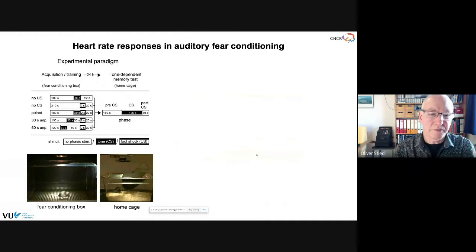So remember the fear conditioning I showed you before. This is also a very old study. That's actually how I got started before I moved from insects to mammals. Here we have fear conditioning where a tone was presented together with a shock as in paired. It was separated by 30 seconds, or it was separated by 60 seconds, or we had only a shock or only a tone. And we did this in the fear conditioning box, and then we measured in the home cage what is happening in these mice when they're hearing the tone.